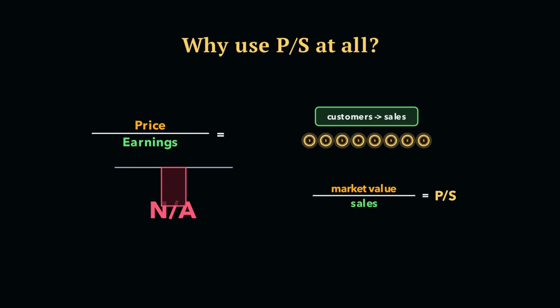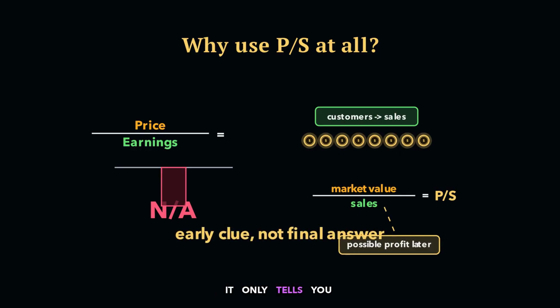It says, like, there are sales here. What is the market paying for them? But do not confuse an early clue with a final answer. PS does not prove the business is good. It only tells you the price of the sales base. The next question is, can those sales ever turn into profit?